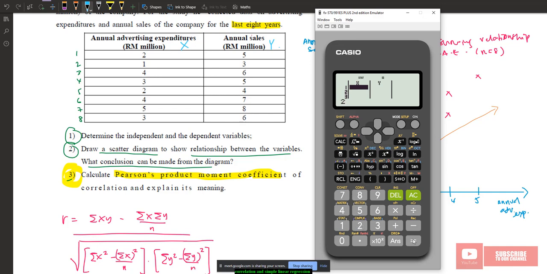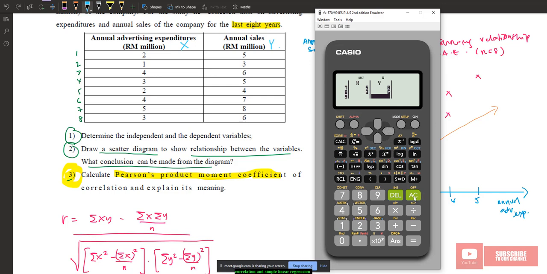So the first one is 2, 1, 4, 3, 2, 4, 5, 3. So we have 8. Next, begin to input the y: 5, 3, 6, 5, 4, 7, 8, and 6. By using this calculator, you can recheck your data input, whether you correctly input the data. Let's assume we already input the data correctly.